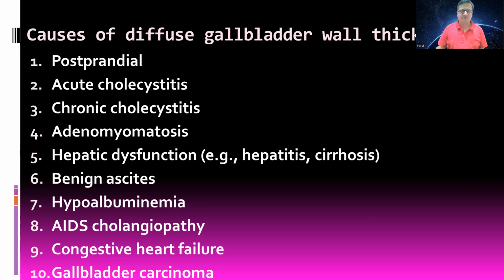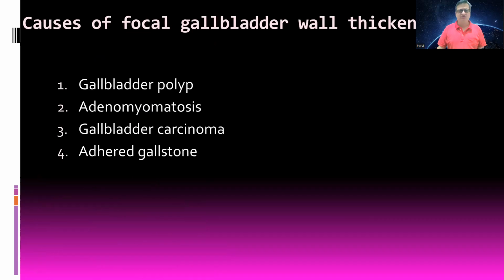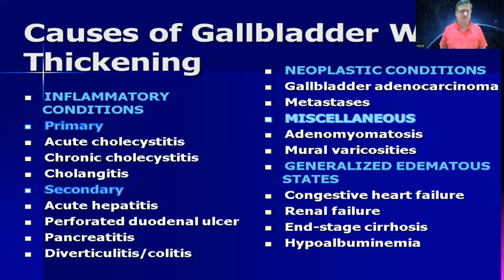These are the conditions where diffuse gallbladder wall thickening may be present. Some focal causes of gallbladder wall thickening you should also know are gallbladder wall polyp, adenomyomatosis, gallbladder wall carcinoma, and adherent gallstone. These may cause focal gallbladder wall thickening. So these are the causes of gallbladder thickening.